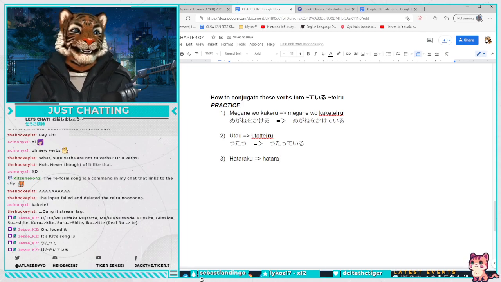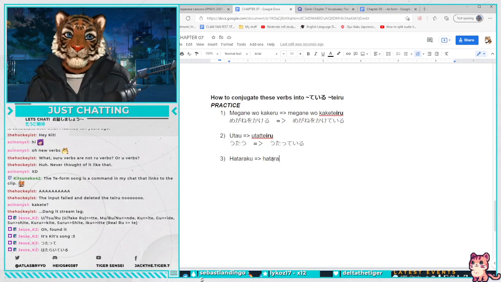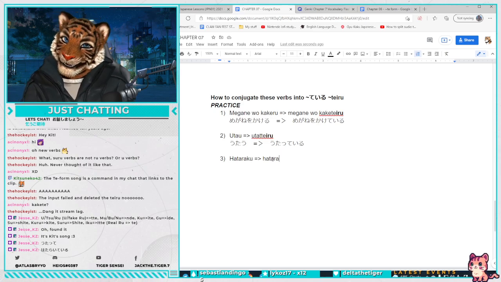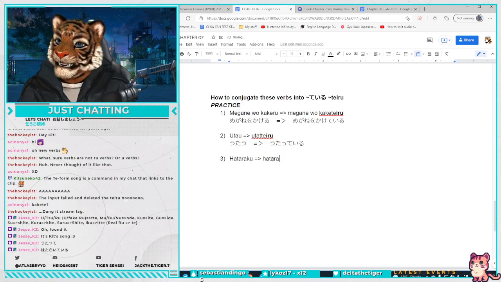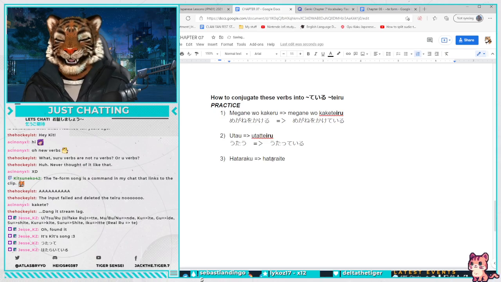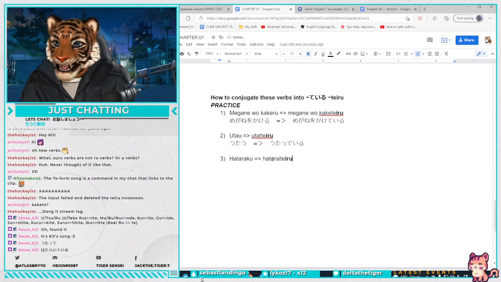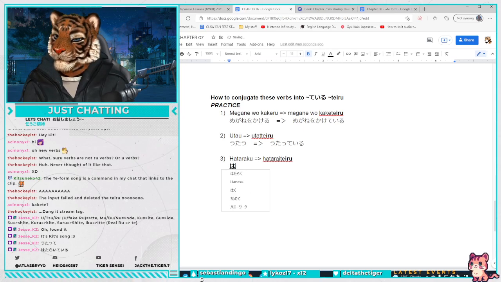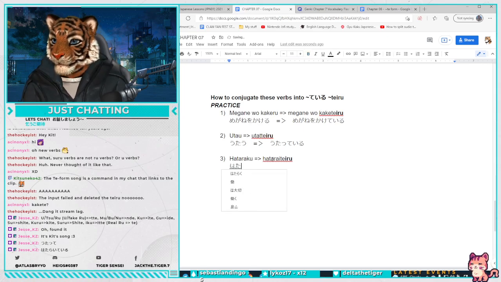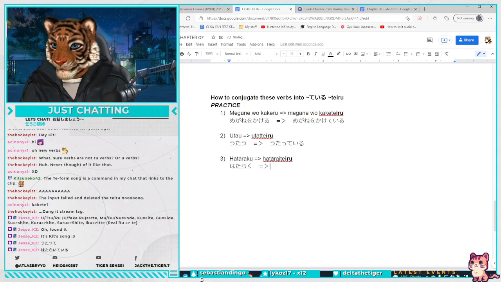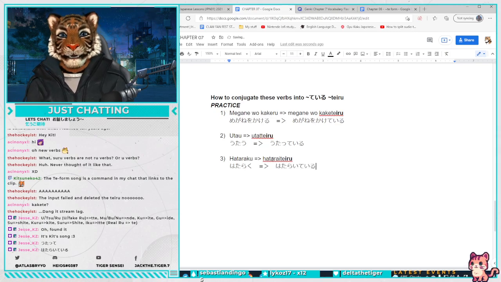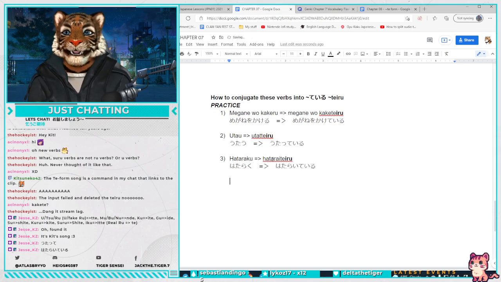And I actually kind of like how this sounds. Hataraite. Hataraite. And then add iru. Hataraite iru. Very good. So that's a review on how to conjugate into these.